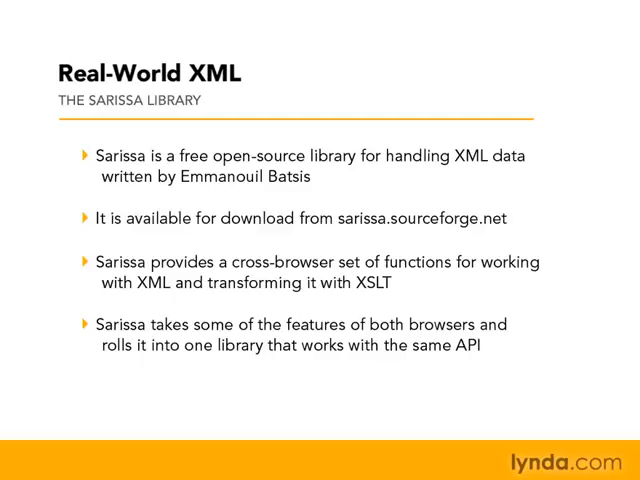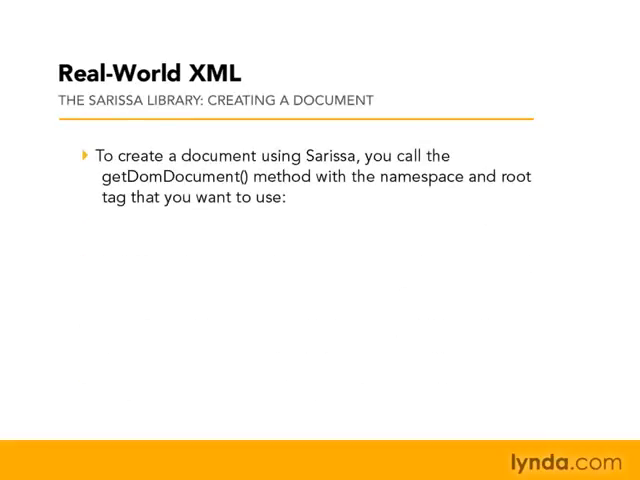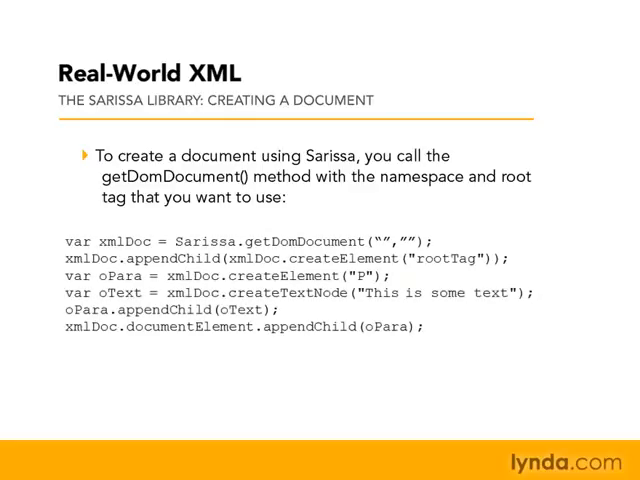Now, to use the Sarissa library in your projects, essentially all you need to do is include the sarissa.js file in the document where you want to use the functions. And we'll take a look at a few examples of that in a moment. Creating a document using the Sarissa library is accomplished by calling the getDomDocument method with the namespace and root tag that you want to use. And this code here works cross-browser. So unlike Firefox or IE, you don't have to do any browser detection or any special code. All you need to do is call the getDomDocument method.